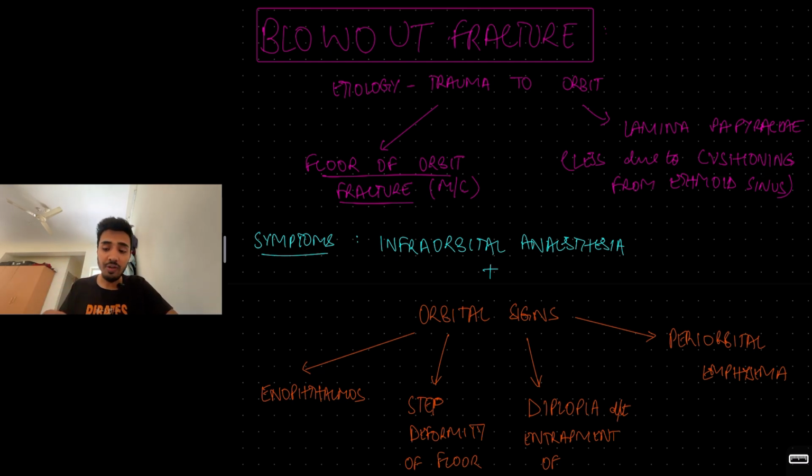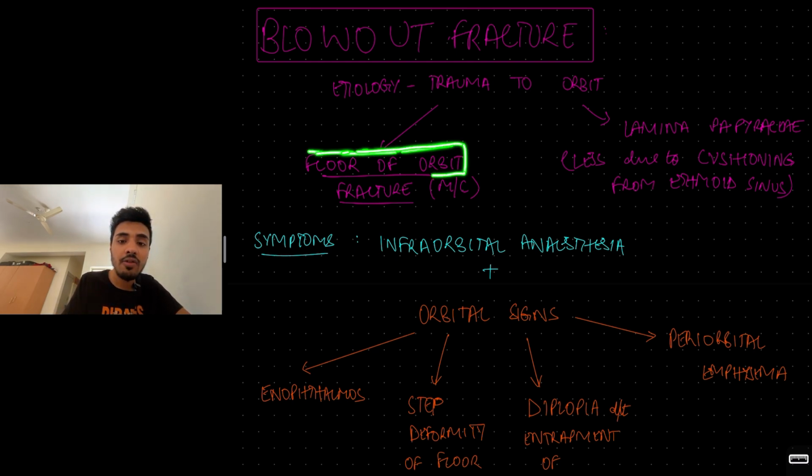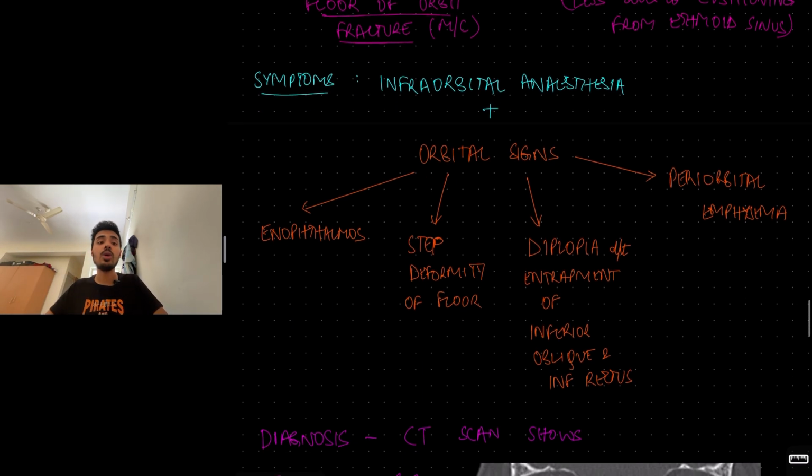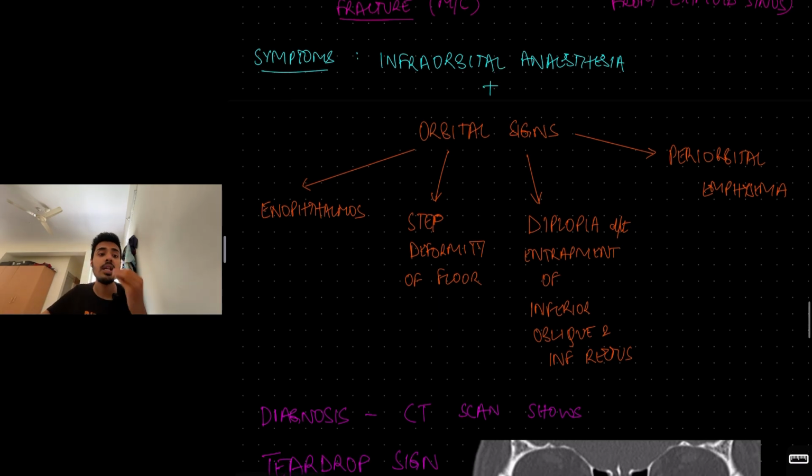So blowout fracture is the fracture of the floor of the orbit. Very, very important. Floor of the orbit fracture is known as blowout fracture. Now, the most common fracture due to trauma to the orbit is blowout fracture, fracture of the floor of the orbit. Again, as I told, just underneath the floor of the orbit, you have the infraorbital foramen, and the infraorbital nerve can get injured, leading to infraorbital anesthesia. Again, injury to the floor of the orbit can lead to fracture of the floor of the orbit that can lead to step deformity.